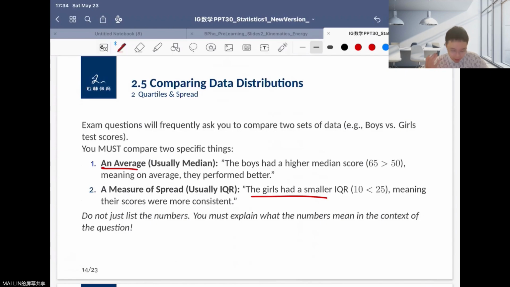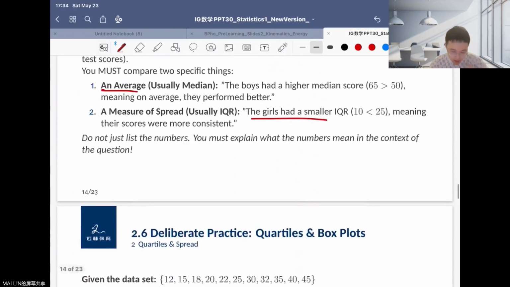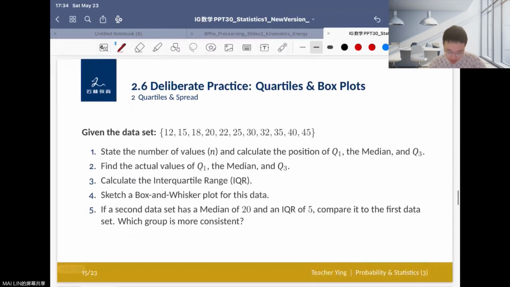And a very high interquartile range means that the data is distributed into different parts and they have a very far distance from each other, or the distance between the values is very far apart. Okay, that is it. So for example, here is the deliberate practice I'll take you through together for these problems.